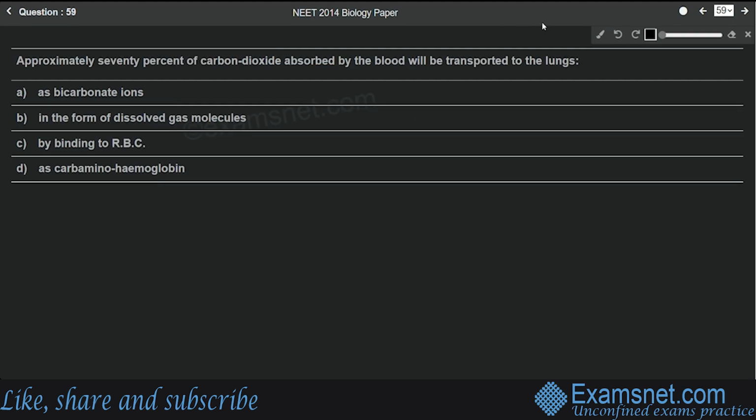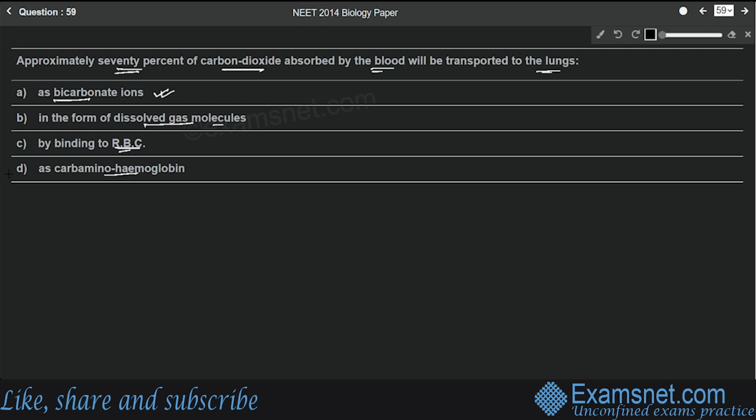Question number 59 is from the chapter Body Fluids and Circulation, and the question is, approximately 70% of carbon dioxide absorbed by the blood will be transported to the lungs. Option A, as bicarbonate ions. Option B, in the form of dissolved gas molecules. Option C, by binding to RBC. And option D, as carbaminohemoglobin. Okay, so the correct answer will be option A, that is as bicarbonate ions.